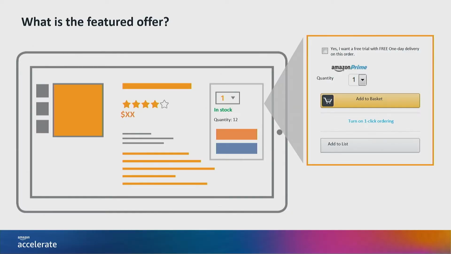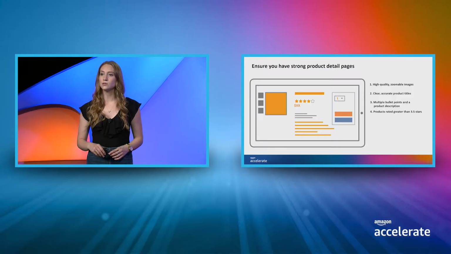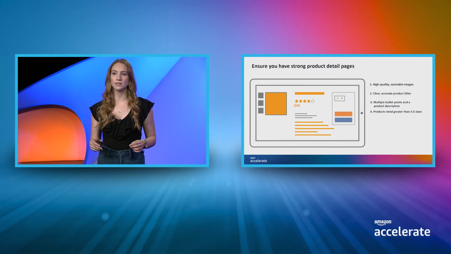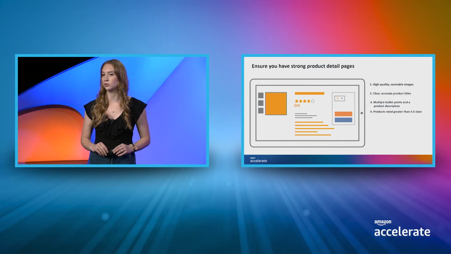Now that we've covered the featured offer, let's talk about the quality of the rest of your product detail page. As you start building out all of the product information for a new product, this can have a direct impact on your advertising performance and sales results. Improvements to a few key areas can help you reach relevant shoppers, engage them once they reach your product detail page, and ensure they have the right information to make a purchase decision.